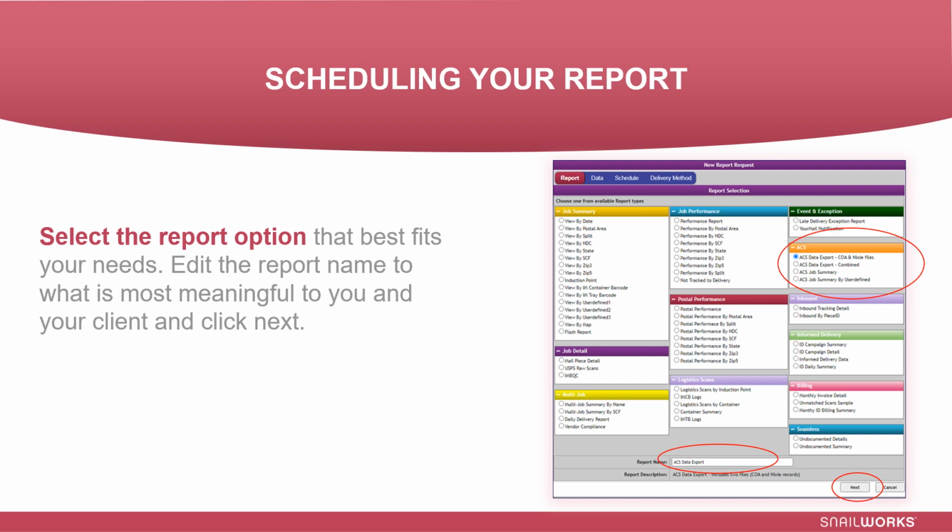This will take you to the main report screen in SnailWorks. And you'll notice all the way in the right-hand column, second from the top, are all of your ACS report options. And you would pick the one that you're interested in running and just click on the radial button next to it. Then you'll see down at the bottom of the page, you have the opportunity to name your report. Now by default, the standard report name is going to display, but you can go ahead and update that to something that's a little bit more meaningful for you. Put in your job name or the date that you're running the report, whatever's going to be meaningful to you and your client. Once you've done that, go ahead and click on the Next button.